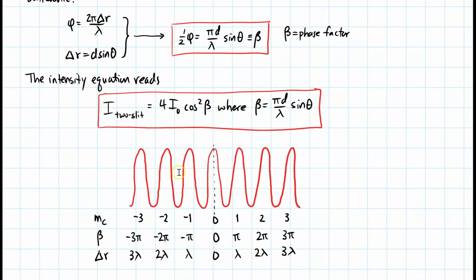So if I look at the intensity function one more time, we have our central fringe. That's labeled by m equal to 0, beta equal to 0, and the path difference equal to 0. So if I go to the right, then I'm going to get m equal to 1, 2, 3, which means that beta must have a phase of pi, 2 pi, 3 pi. If I look at the path difference, it's got to be lambda, 2 lambda, 3 lambda, and then of course it's symmetric between the right and the left.